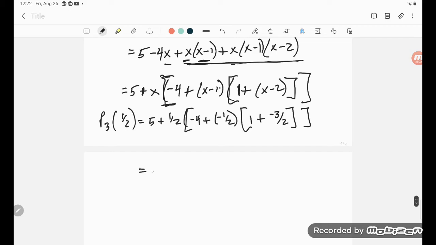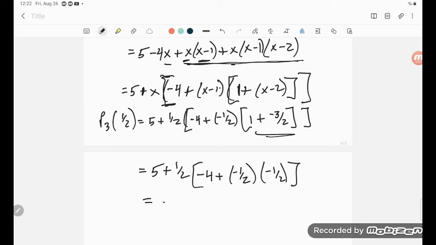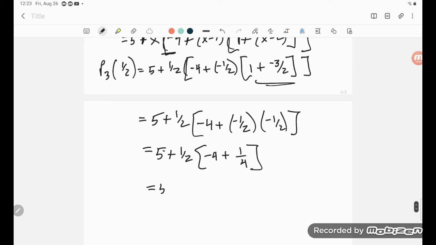And so this is equal to 5 plus a half, negative 4 plus negative 1/2 times, and I evaluate that, and I get negative 1/2. So that's equal to 5 plus a half times negative 4 plus a fourth. And so that's equal to 5 plus a half times, well, that's negative 16/4, so minus 15/4.